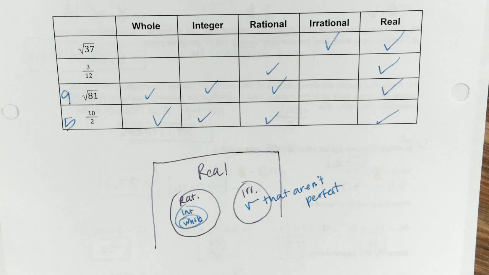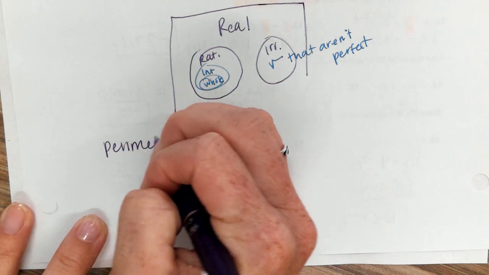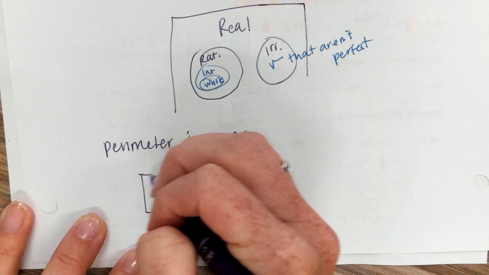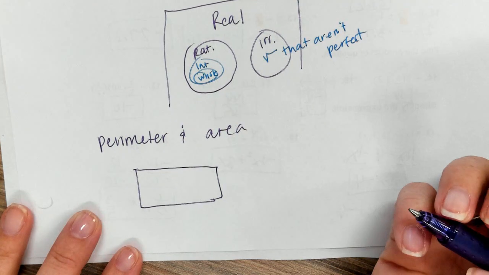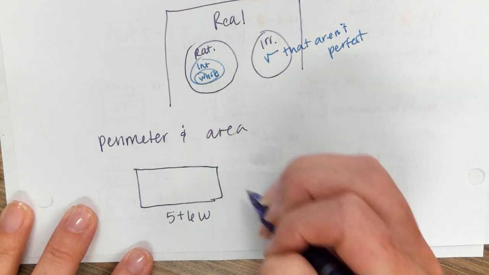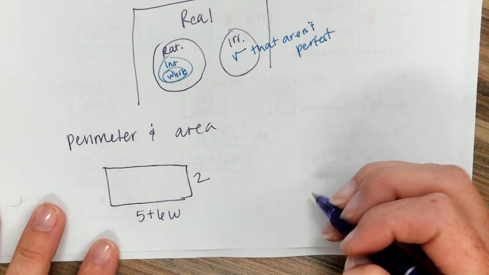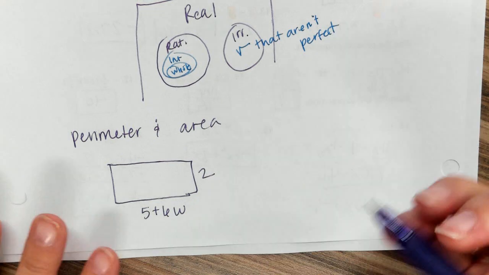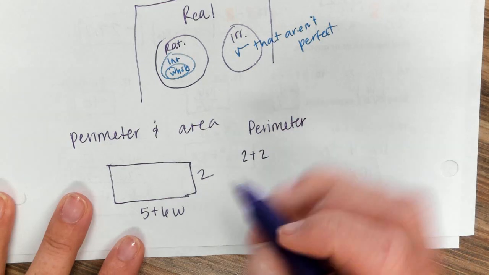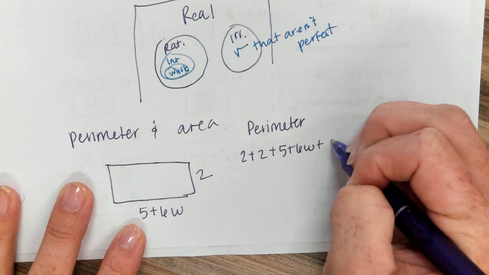Now, please don't forget the one that I told y'all that was going to be on the test. It's going to ask, what is the perimeter and area of a rectangle? And it's going to give you a rectangle, and it's going to give you, like, the length is, let's just pretend it's like 5 plus 6w. And the width is, just say, like 2. For perimeter, you got to add all the sides. So this is what perimeter would look like. 2 plus 2, plus 5 plus 6w, plus 5 plus 6w.